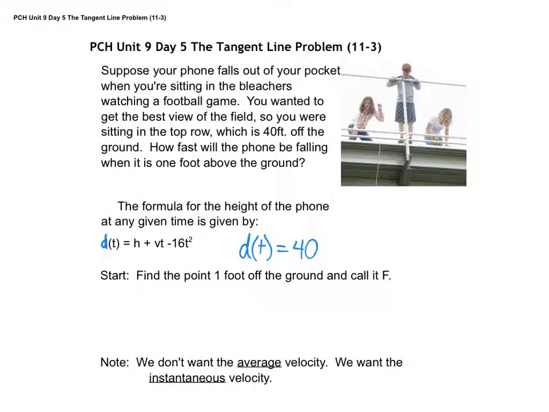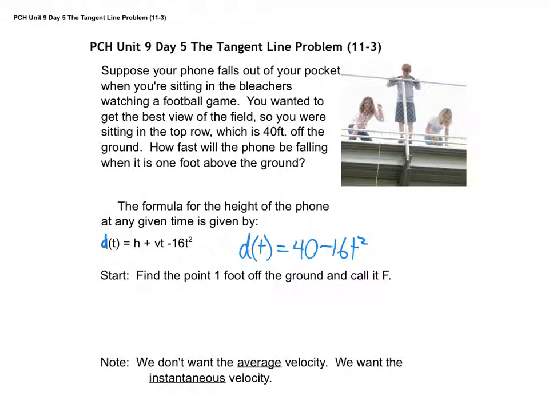Now, if it fell out of our pocket, what's our initial velocity? 0, okay? We didn't take it out and throw it. We didn't throw it on the ground. We just dropped it, okay? So, that vt part in this case is just 0, okay? And then we have the minus 16t squared. VT is the initial vertical velocity times the time, okay?